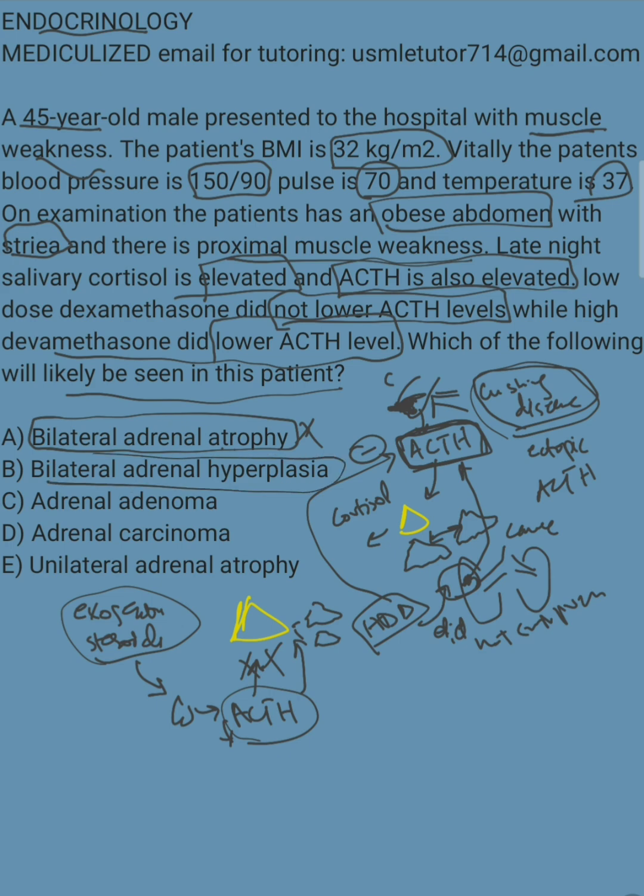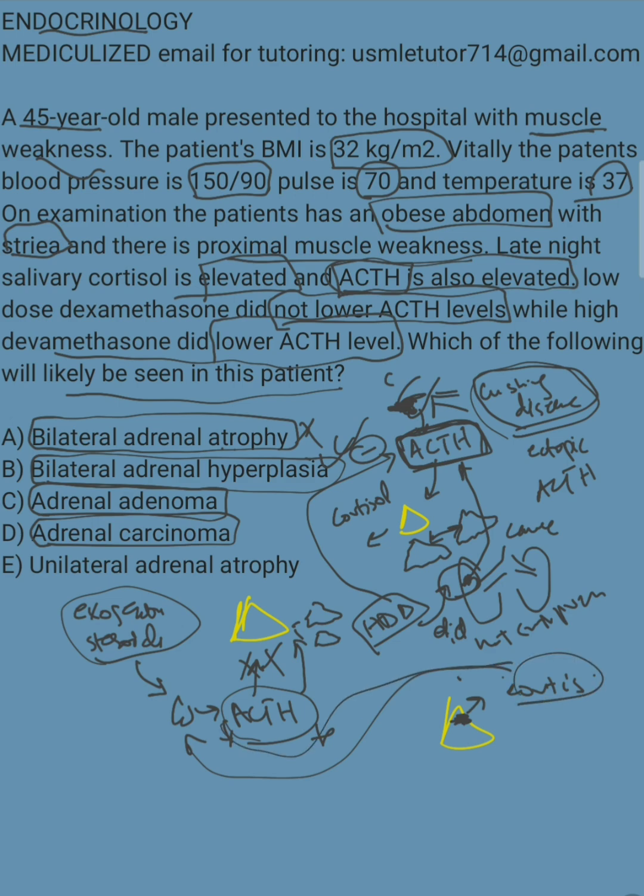Then bilateral adrenal hyperplasia, as we discussed, this is the right option. Then adrenal adenoma. Again, if we have the adrenal here, and the adrenal has this tumor and it is producing cortisol, this cortisol is going to go to the pituitary and suppress ACTH. So that's actually going to present with low ACTH. Then another option is adrenal carcinoma. Again, the same. If there is a carcinoma here that is producing cortisol, the cortisol is going to suppress ACTH, so ACTH should be low. In the question, it is high.